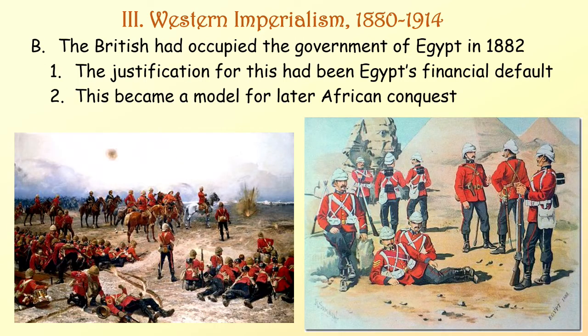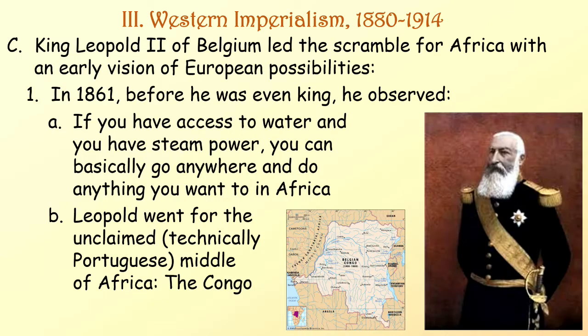The British had occupied the government of Egypt in 1882. The justification for this had been Egypt's financial default. But this also became a model for later African conquests. King Leopold II of Belgium led the scramble for Africa with an early vision of European possibilities. In the year 1861, before he was even king, he made this observation: if you have access to water and you have steam power, you can basically go anywhere and do anything you want to do in Africa.